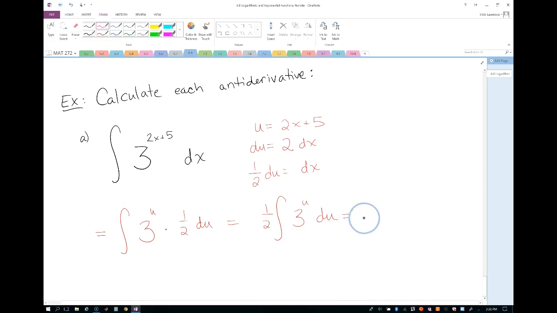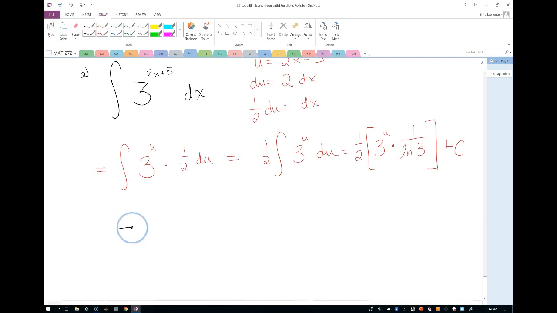Well, the antiderivative for 3 to the u, antiderivative for any exponential, is always itself. And because it's not base e, we also have to divide by natural log of that base. So we'll get this back in terms of x and write it as simple as possible. This is technically 3 to the 2x plus 5, that's my 3 to the u, all over 2 natural log of 3. So the 2 came from our 1/2, and then we have natural log of 3 from our antiderivative.